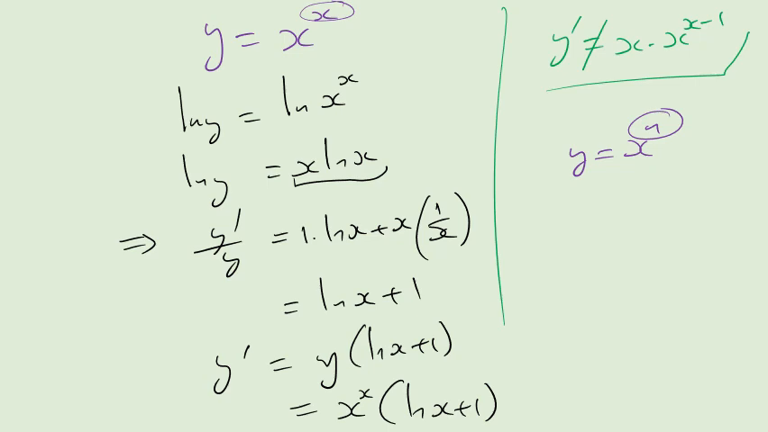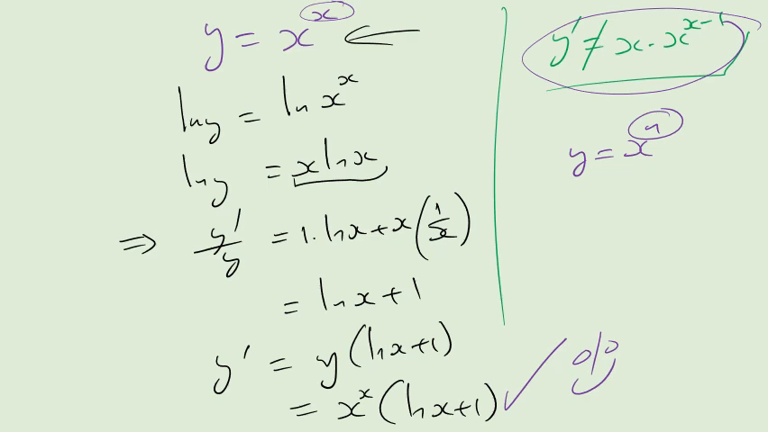So the derivative of x to the power x is not that over there, but rather this over here. So y prime is x to the power x into ln x plus 1. So you can see the power of actually using logarithmic differentiation. Let's try something else and see whether it helps us in some sense.